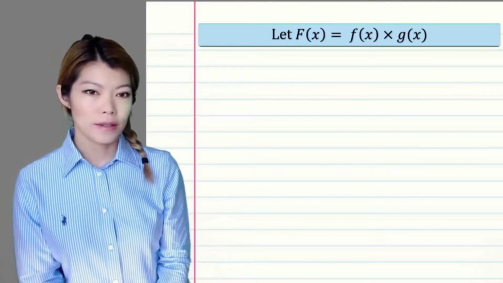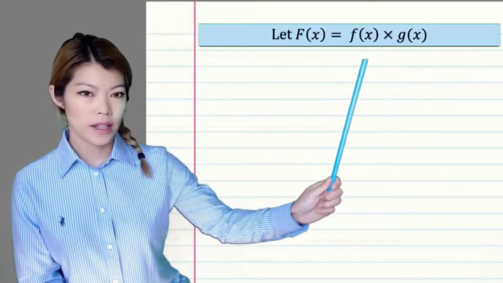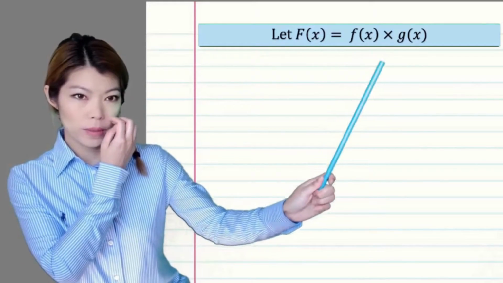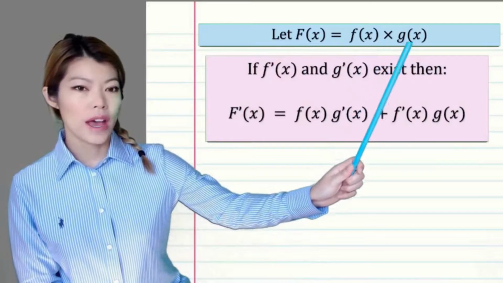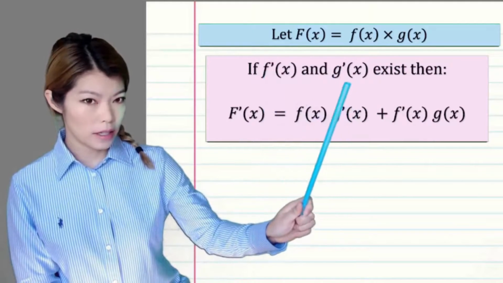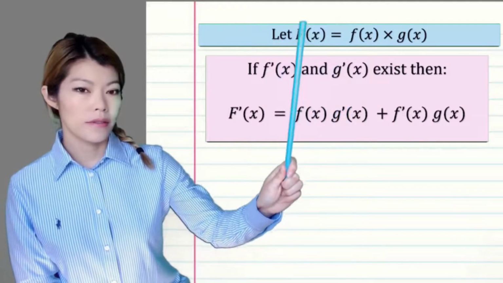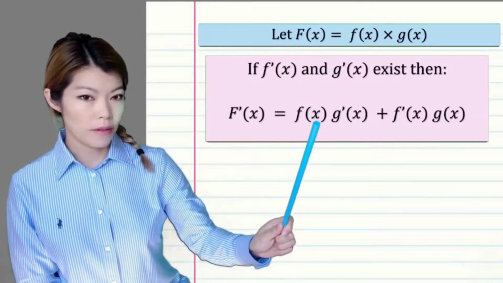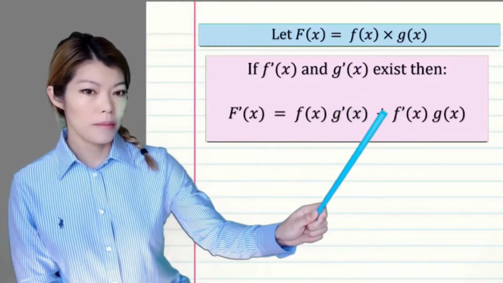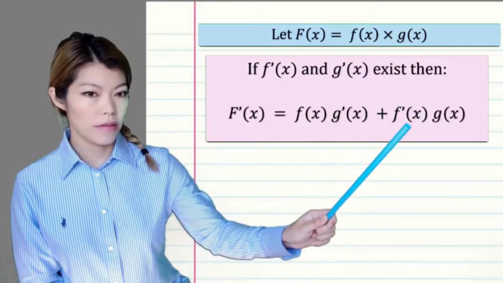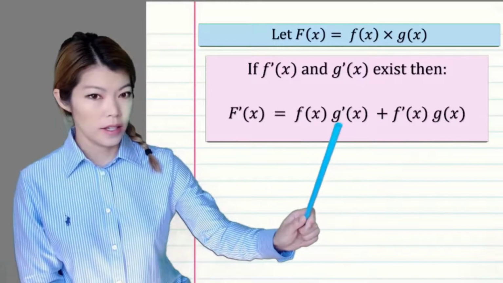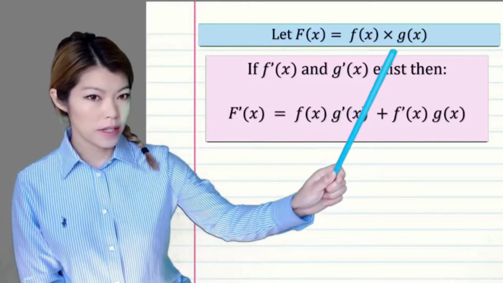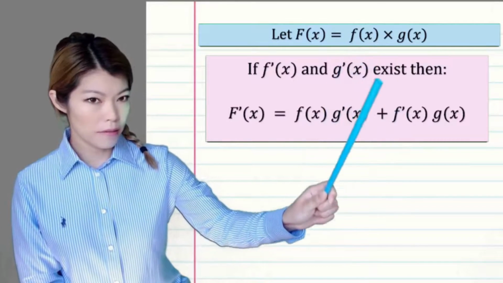Let f of x equal two functions, f of x and g of x, multiplied together. Now, if these two have derivatives, so f dash x and g dash x, then the derivative of f of x will be f of x times the derivative of g of x plus the derivative of f of x times g of x. So leave the first part, derive the second part, plus derive the first part, leave the second part.